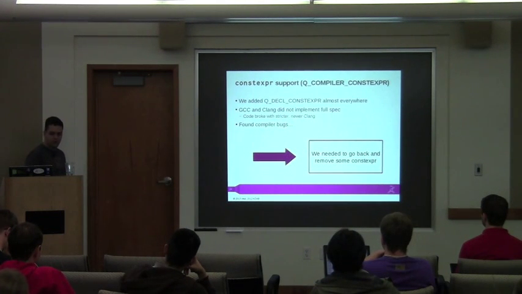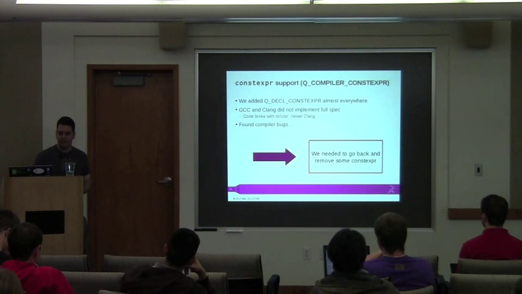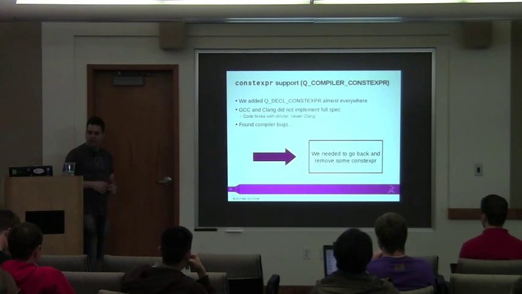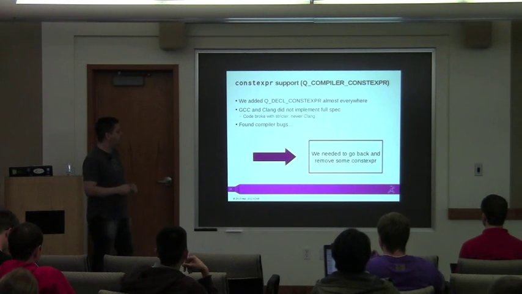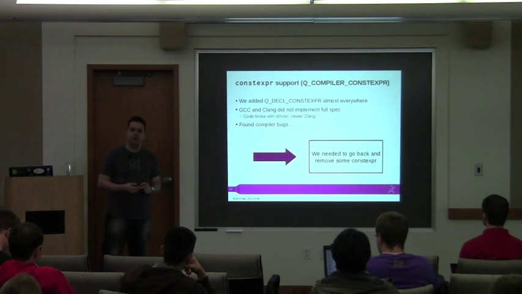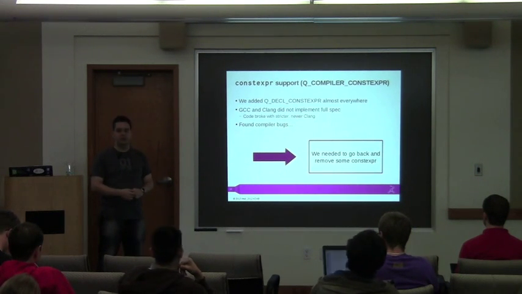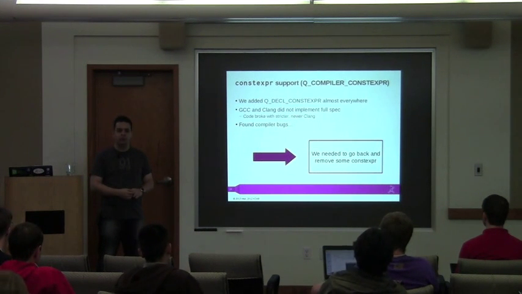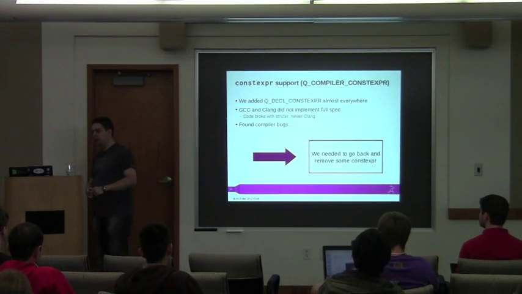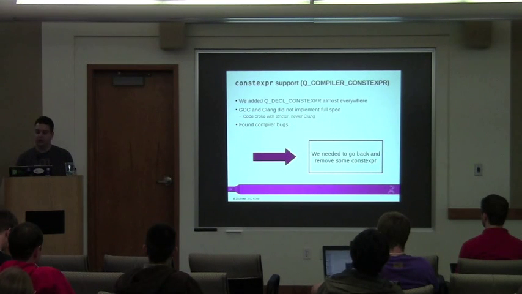Constexpr we're using, like I said, as much as we can everywhere. When we started using it, the compilers did not support the full specification. And when they did, it broke our code. We had to go back and fix it. Three times did we find compiler bugs with the same code. Once in GCC, twice in Clang for the same code.